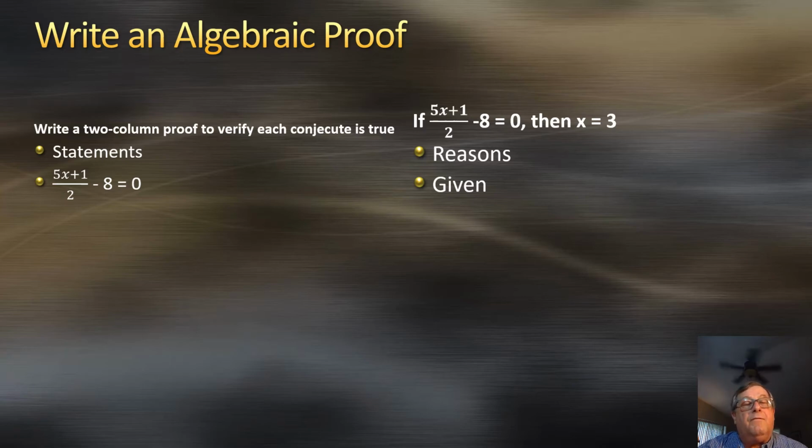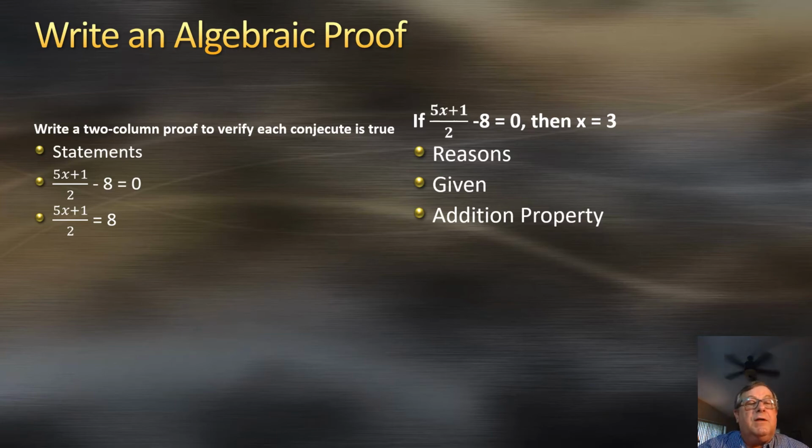Now, if we were going to solve this algebraically, the first step we'd want to do is add 8 to both sides of this equation. And when we do, we've got (5x + 1)/2 = 8. And what property did we just use? Well, we just used the addition property. So you can see that we're going about solving it like we normally would, and we're just having to write down our reason.